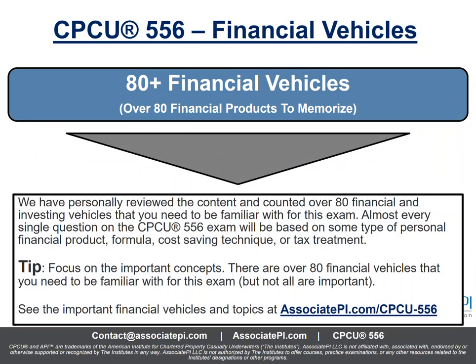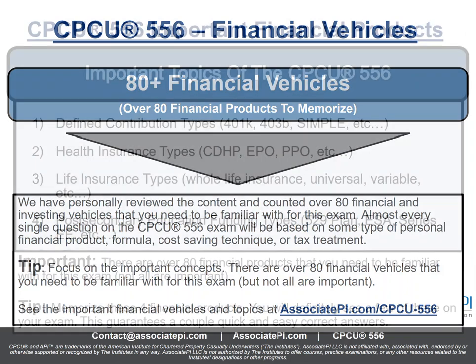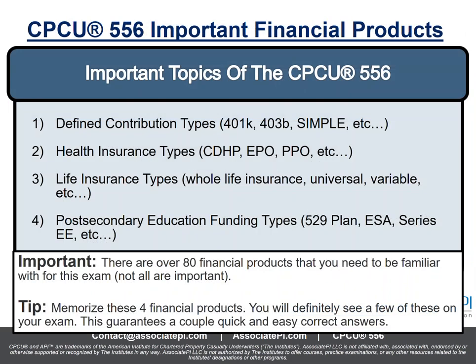All right, so let's get into the most important topics. First, we're going to start with the important financial vehicles. There are over 80 of these on the exam that you have to be familiar with. We're going to touch on a couple today. So these are the 4 that we've determined to be the most important. They're on every exam, so you're going to see a couple of these. So make sure you memorize these, because if you memorize these 4 financial products, it'll get you automatically a couple questions correct on your exam, just if you know these from this video.